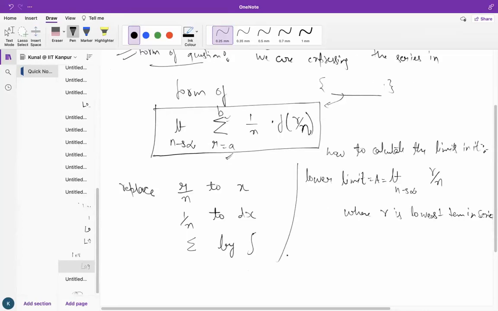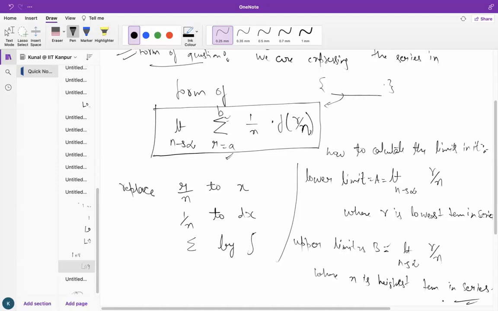When we learn its implementation, everything will be clear to you. So don't worry. This is just the theory part which I am trying to write for you, so that if you forget anything, you can remember. Are you getting it now? So limit n tending to infinity of r by n, but this time where r is the highest term in the series, right? So this thing we have to do.